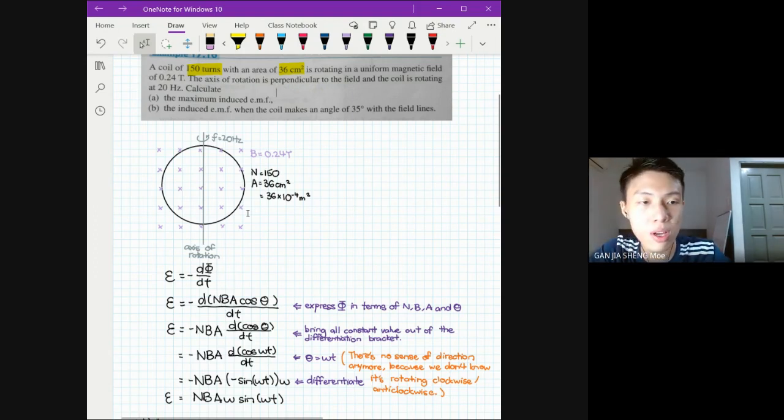Next, the magnetic field. They didn't mention you change the magnetic field in any sense. It's still remaining at 0.24 Tesla. In that case, you can bring the magnetic field out here.